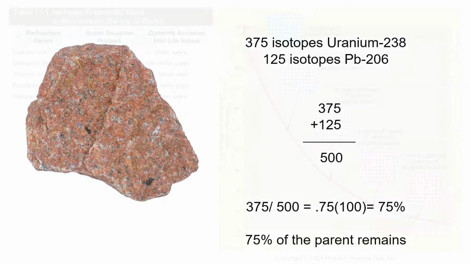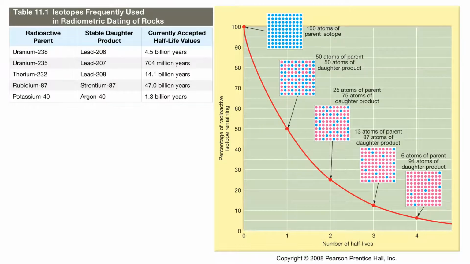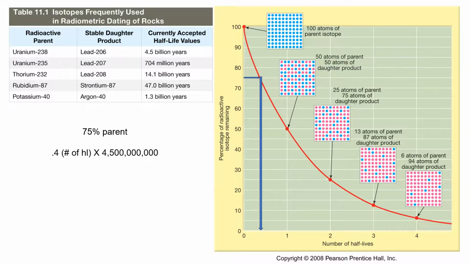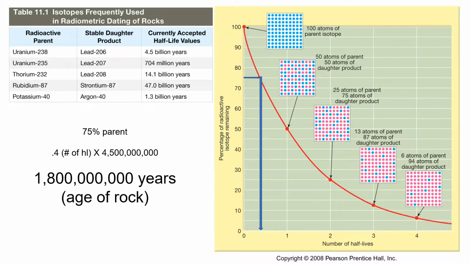Okay, now you go to the half-life decay curve. You say 75% of the parent, and you go down. You see that 0.4 half-lives have passed. 0.4 times the half-life is equal to 1,800,000,000 years old. That is the absolute age of the rock.